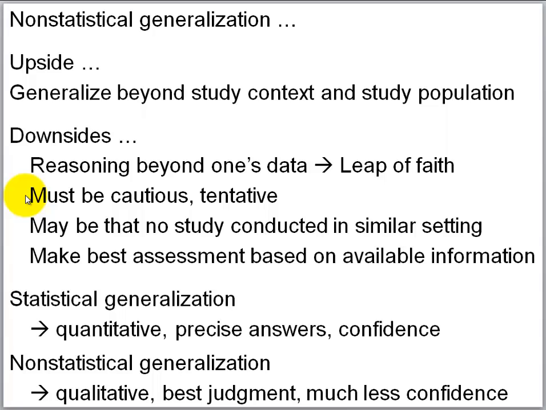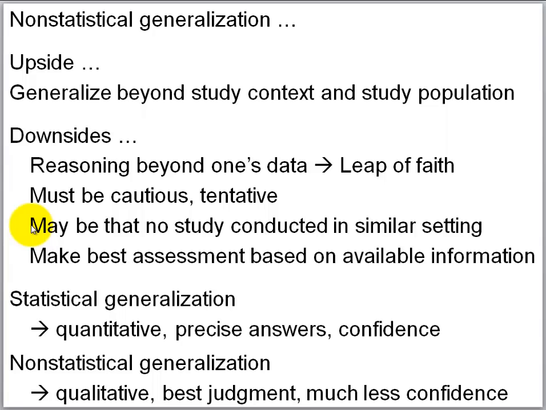So it's very important that generalizations that are non-statistical and that go outside of the study population be made much more cautiously and tentatively than statistical generalizations. Sometimes we've got replications in different settings, and this can help a great deal in making an informed non-statistical judgment about generalizability.